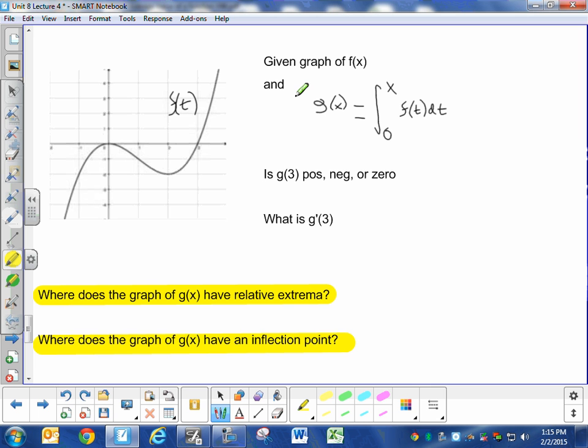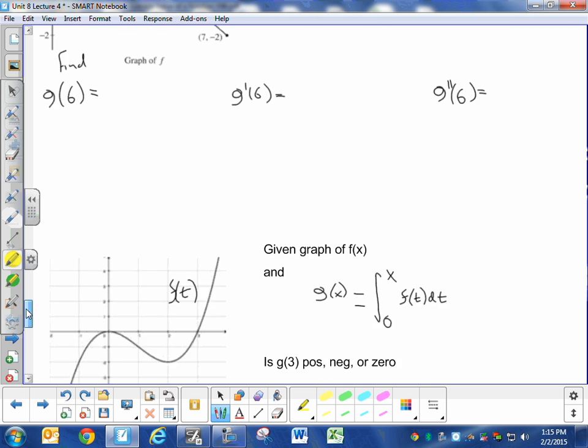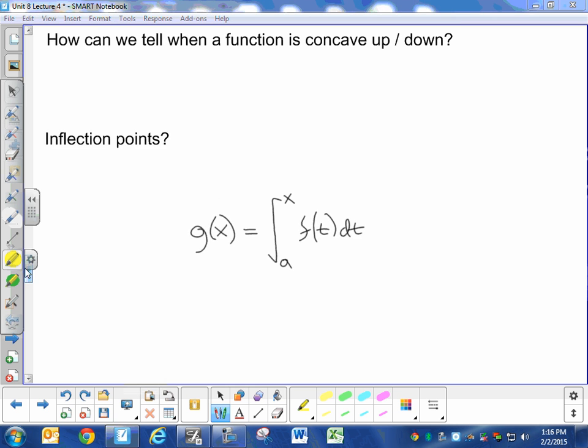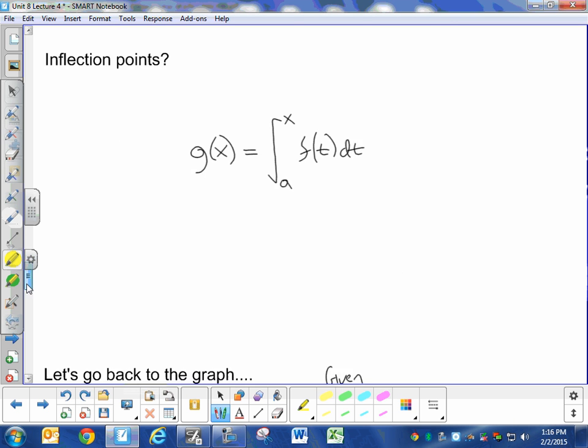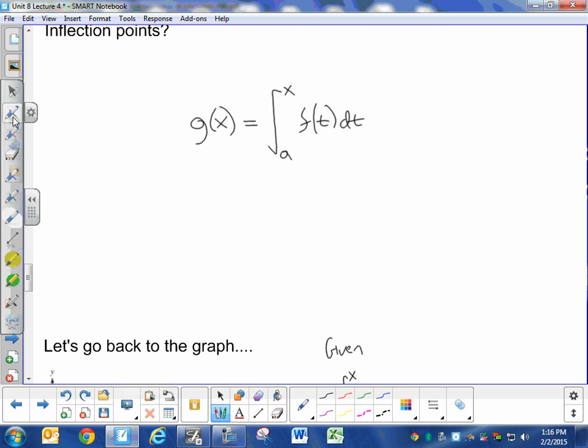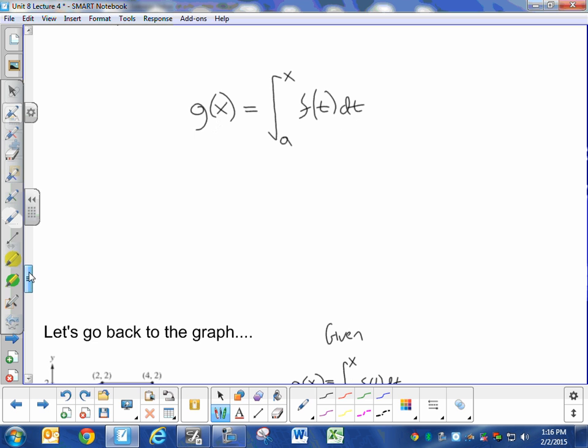Okay, it's going to seem complicated, but it's really not. Okay, here's why. If I start with G, and I know G is equal to the accumulation function, when I take the derivative of both sides, we understand that G prime is the same as just F.